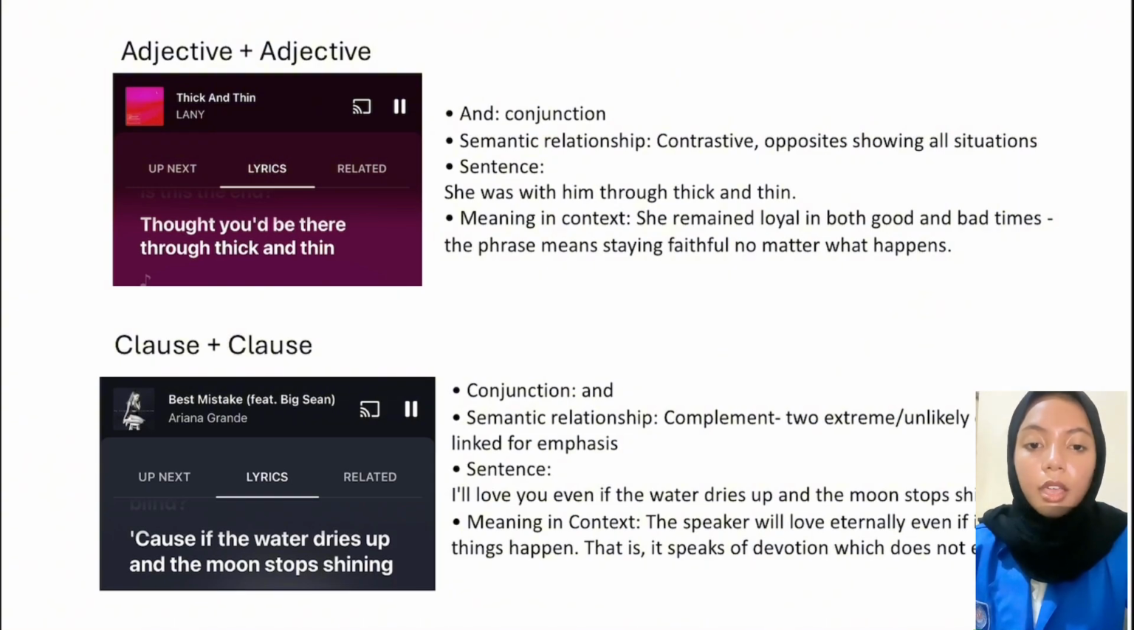And next, I have the water dries up and the moon stops shining. Clauses plus clauses. The conjunction is and. Semantic relationship, complement. In the sentence, I will love you even if the water dries up and the moon stops shining. Meaning in the context, the speaker will love eternally even if impossible things happen.